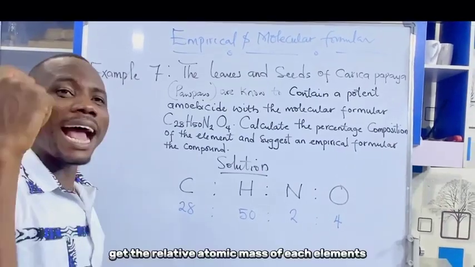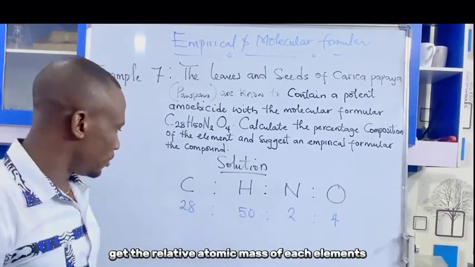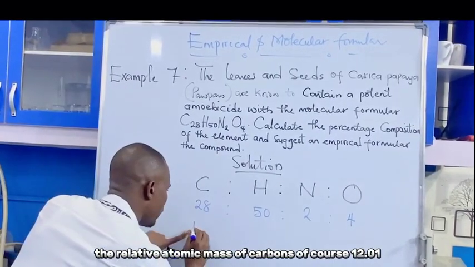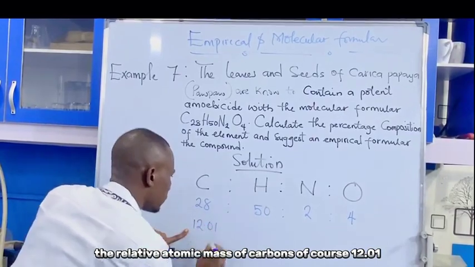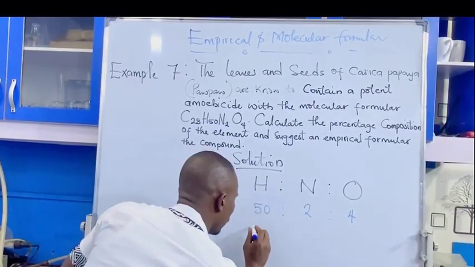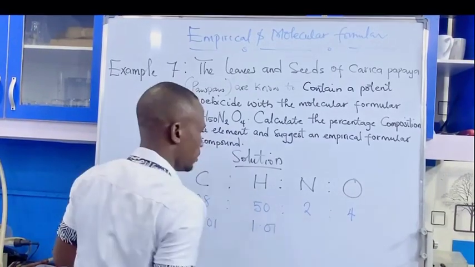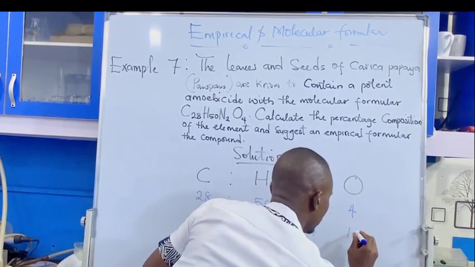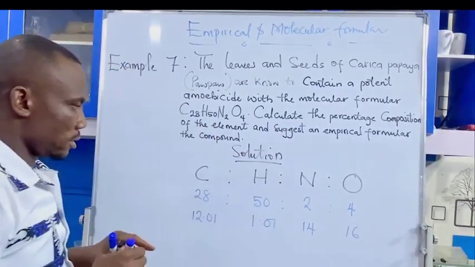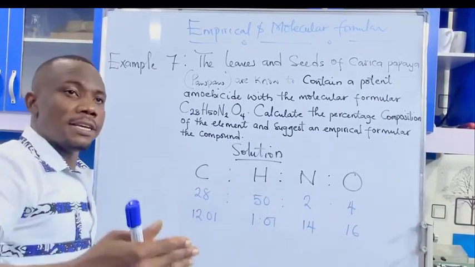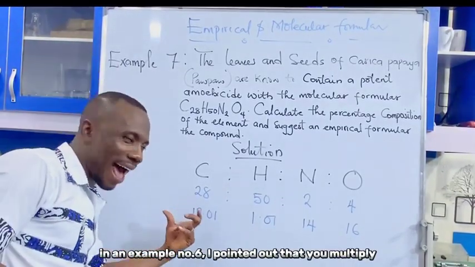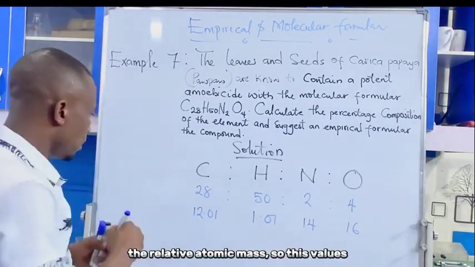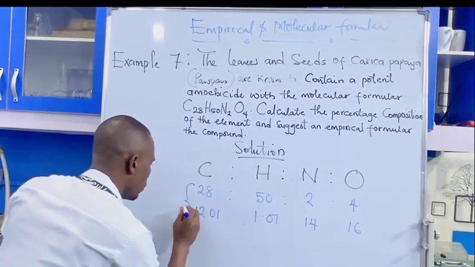Number 2, get the relative atomic mass of each element. So, like I said, the atomic mass of carbon is 12.01. The relative atomic mass of hydrogen is 1.01. Nitrogen, of course, we know is 14. And then oxygen is 16. In our example number 6, I pointed out that you multiply the ratio by the relative atomic mass. So these values will be multiplied.